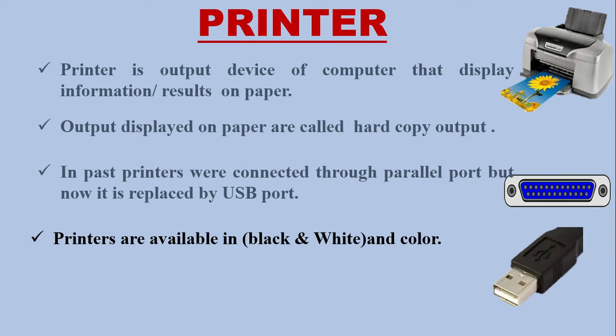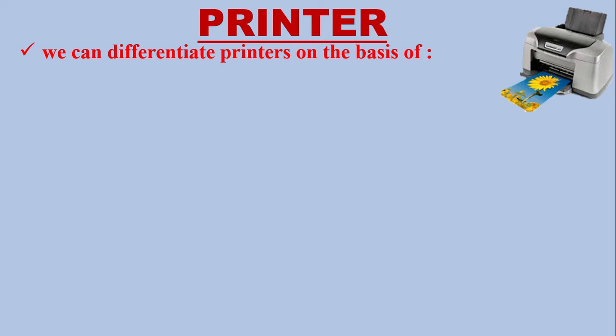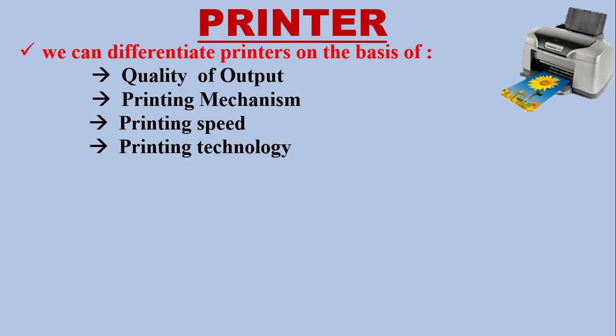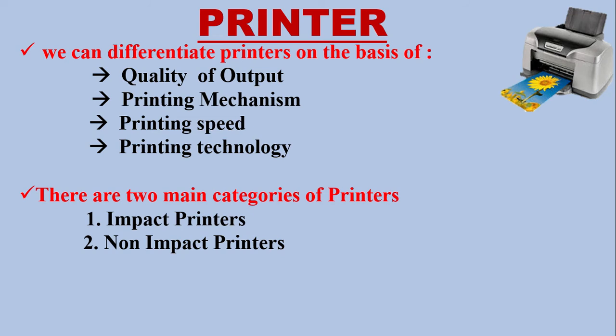Printers are available in black and white and in color. We can differentiate printers on the basis of quality of output, printing mechanism, printing speed, and printing technology. There are two main categories of printers: impact printers and non-impact printers.